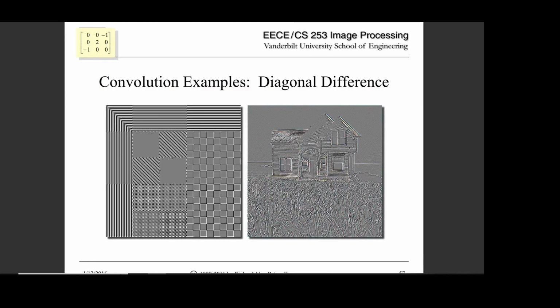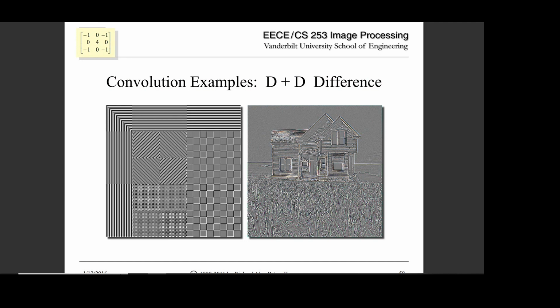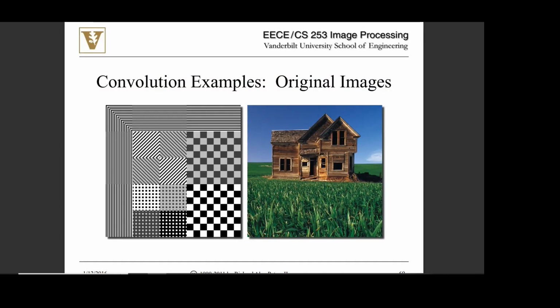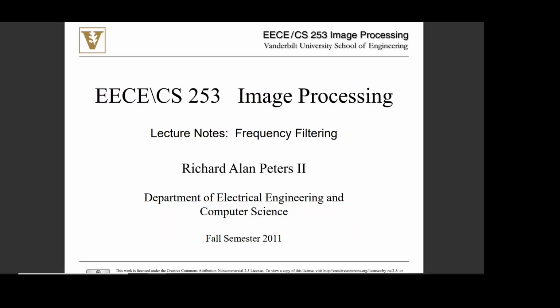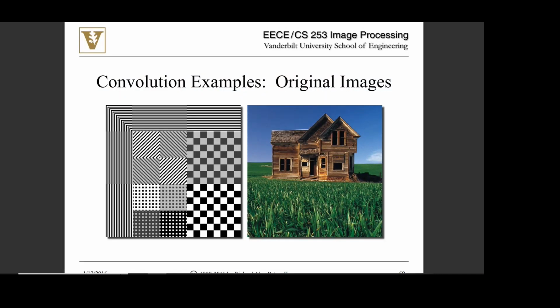I can compute the other direction, and I can add both again. You can add all of them. So now we are adding all kinds of derivatives in all directions, and these are the borders that we get. And this is the house again. Any questions up to here?